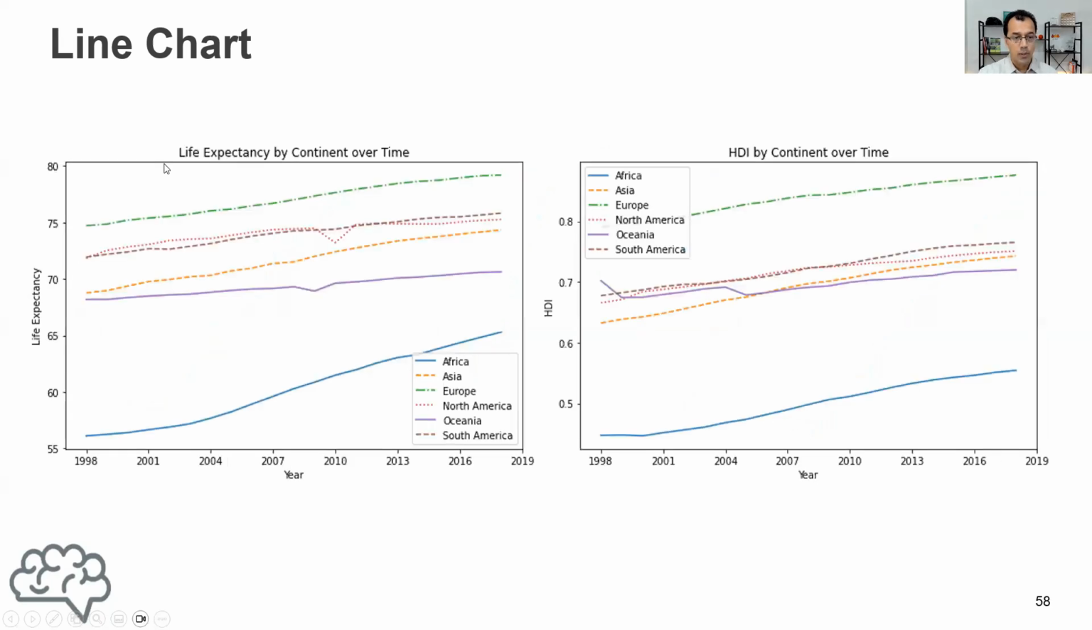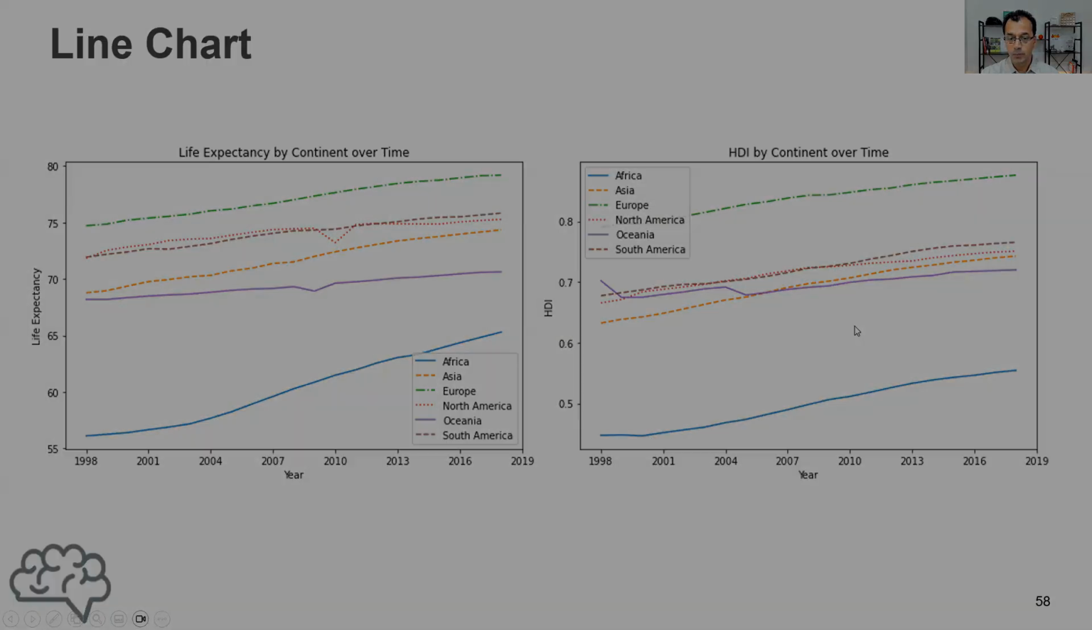Now I'm showing the life expectancy per continent and the HDI index per continent, both cases over time. For all continents, we can observe an increase in the life expectancy over time, with a higher increase for Africa, but it's still below the other continents, but it's moving quickly toward the same level as the others. And in the HDI index by continent, we can also observe an increase for all continents.